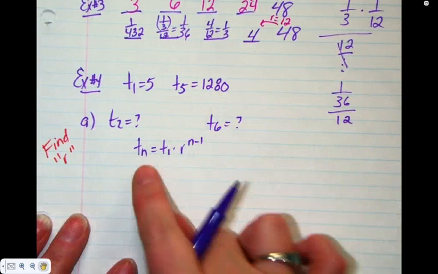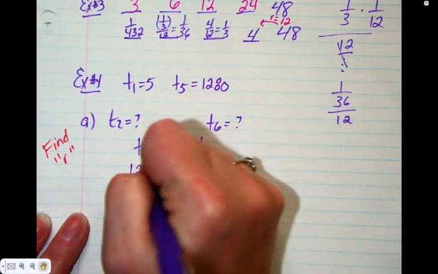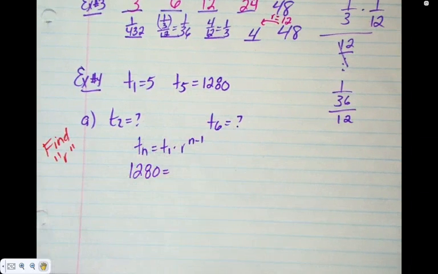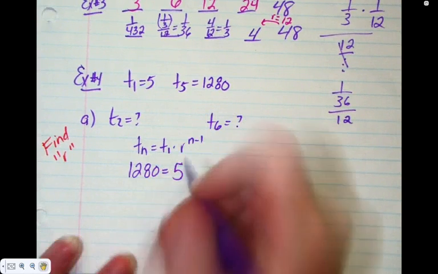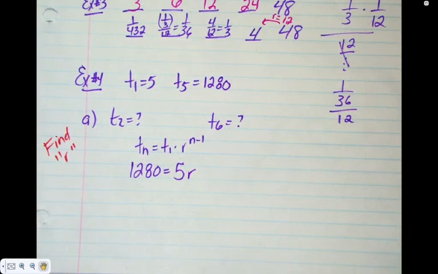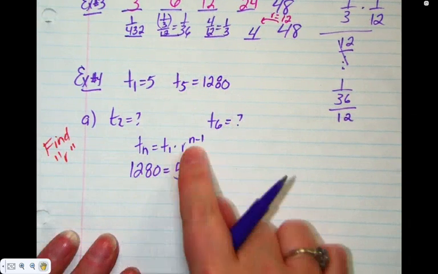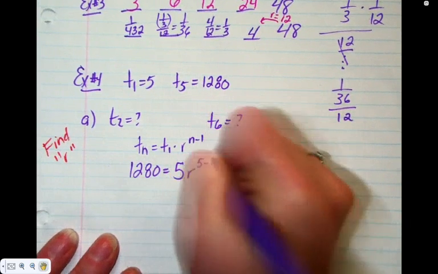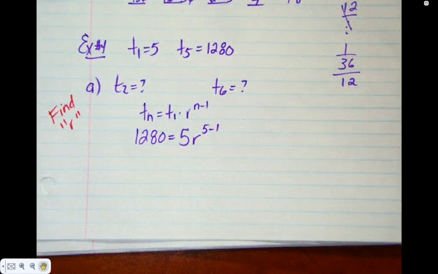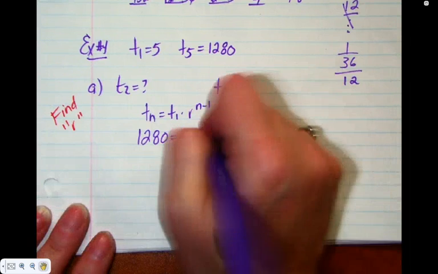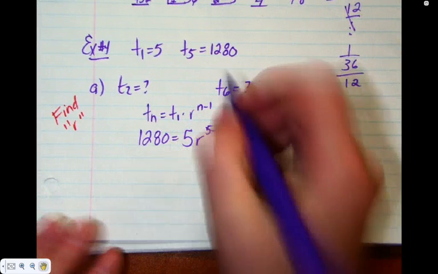I'm going to put the value of T5 on the left-hand side. I'm going to put T1 as 5. And if I put T5 here, then this will be 5 minus 1. First thing I'm going to do is just that subtraction. So 5 minus 1 is 4.